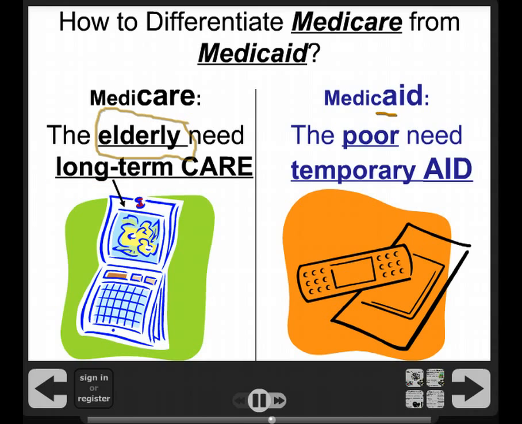Medicaid is different. The key word here is this word aid. What I think of is a Band-Aid. And a Band-Aid is something temporary, something that you might need only for a few days or a few weeks or a few months. So Medicare is long-term medical care for the elderly. Medicaid is temporary medical care for people who are poor. Does that help?